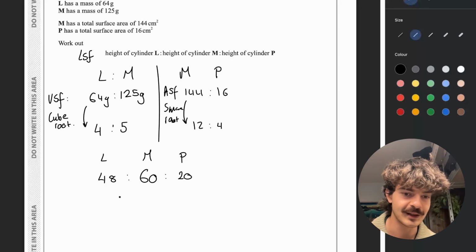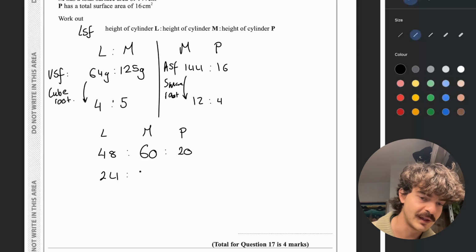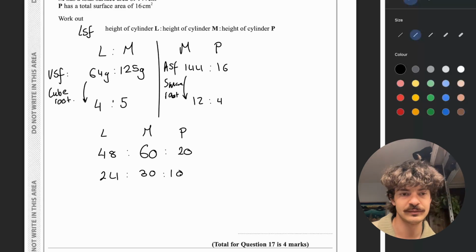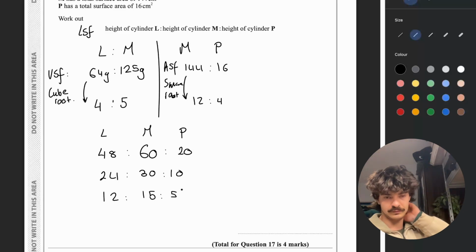Can this be simplified? Yes, it definitely can. All of these values can be divided by 2, so we get 24 to 30 to 10. Oh, look at that, they can all be divided by 2 again, giving us 12 to 15 to 5.